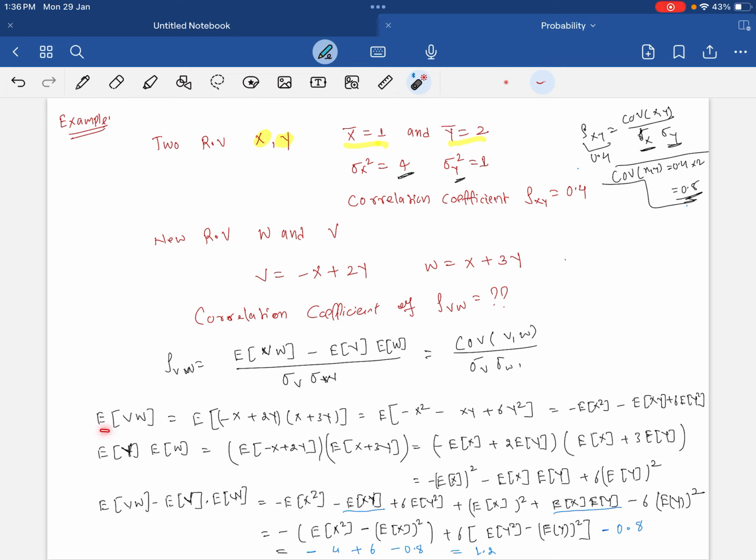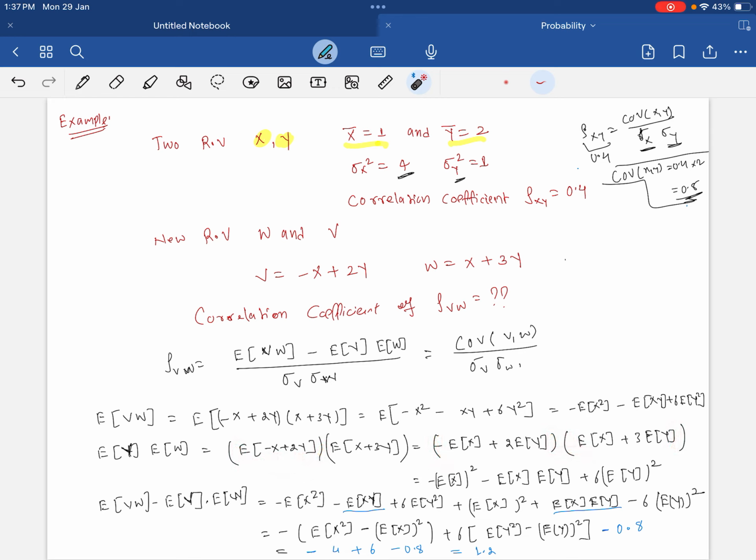To find the expected value of this product, you will simply put this in and multiply it out, and since expectation is a linear operation, you can take the expectation of each individual term. Ultimately you are going to get this. Similarly, you can find the expectation of v and the expectation of w the same way, take the expectation of each individual term, and at the end multiply them, right? So you are going to get this.